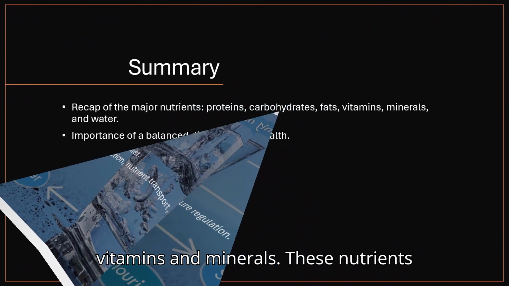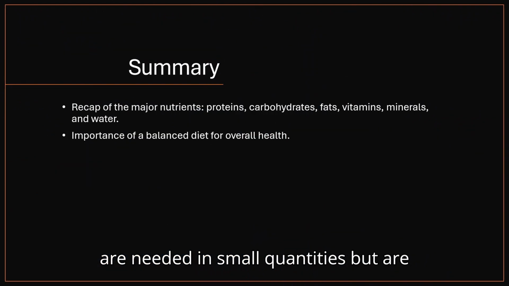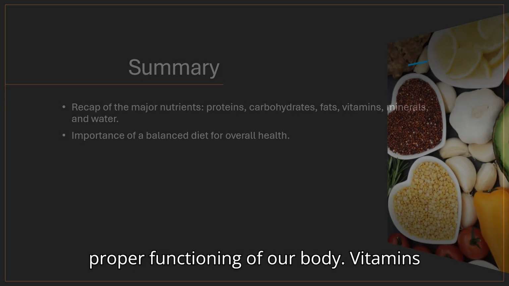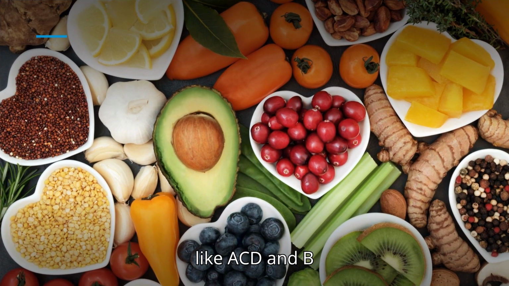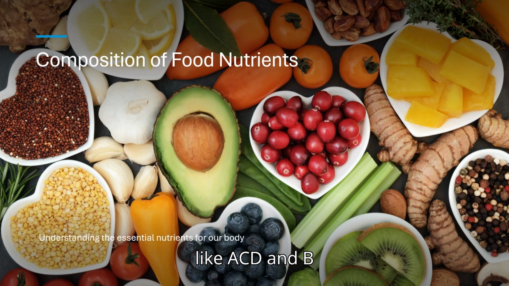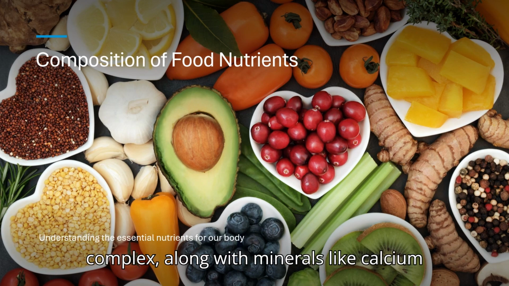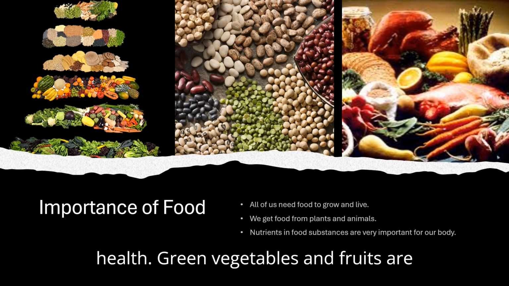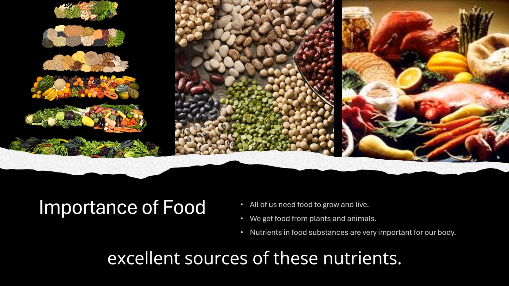Vitamins and minerals, these nutrients are needed in small quantities but are essential for maintaining growth and the proper functioning of our body. Vitamins like A, C, D, E, and B complex, along with minerals like calcium and iron, play various roles in our health. Green vegetables and fruits are excellent sources of these nutrients.